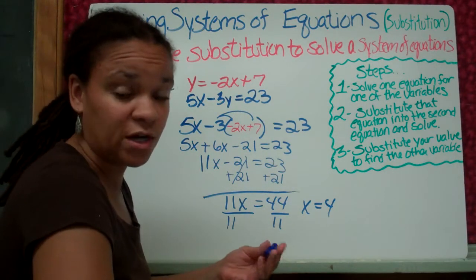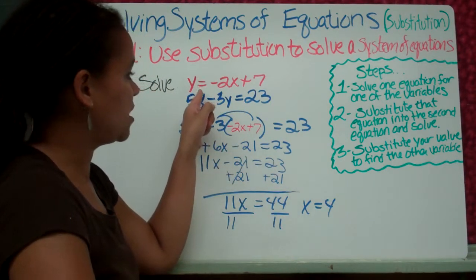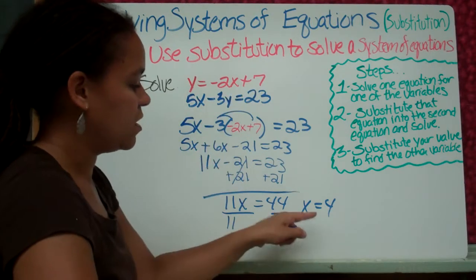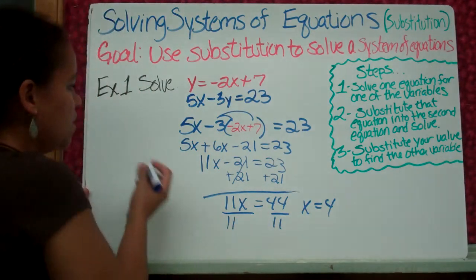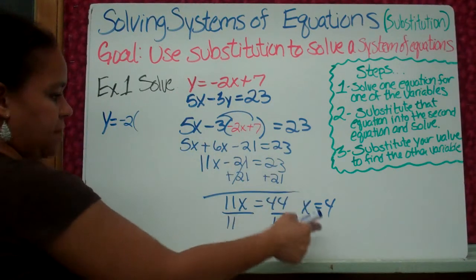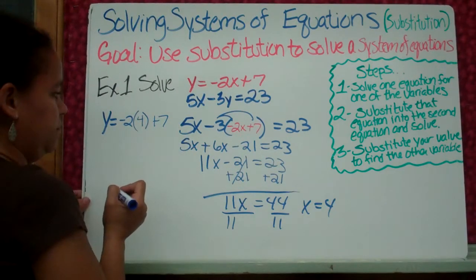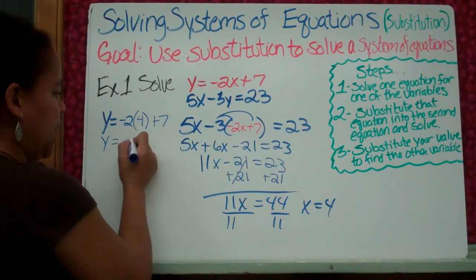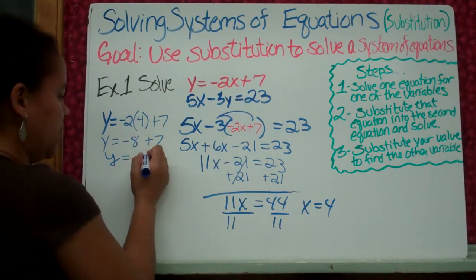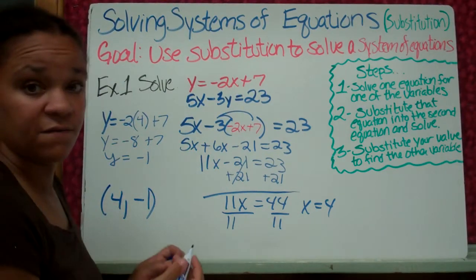So we're not quite finished yet because we need an ordered pair. This is just the x value. Now look, we can tell what y is. Again, we know y is negative 2x plus 7. So let's just plug that in there. So y is equal to negative 2 times, we know what x is now, 4, plus 7. So y is equal to negative 8 plus 7, or y is equal to negative 1. So our final answer would be (4, negative 1).